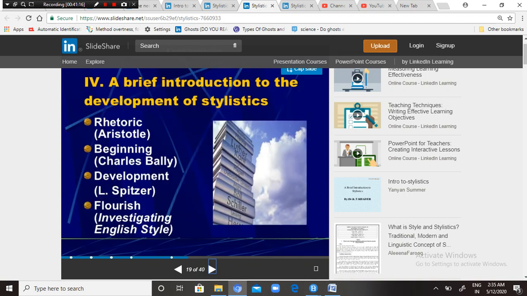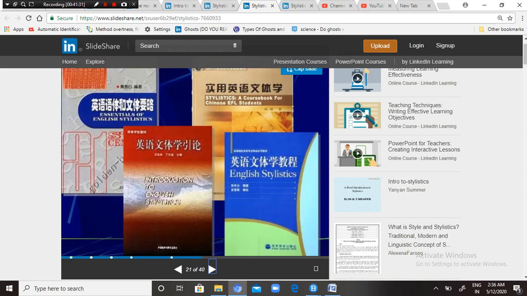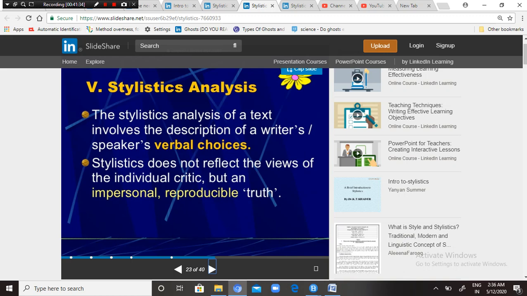A brief introduction to the development of stylistics. Here is a brief introduction to stylistics. Its development includes rhetoric, beginning, and development. These are the books. Stylistic analysis: the stylistic analysis of a text involves the description of a writer's or speaker's verbal choices. Stylistics does not reflect the view of the individual critic but an impersonal, reproducible truth.